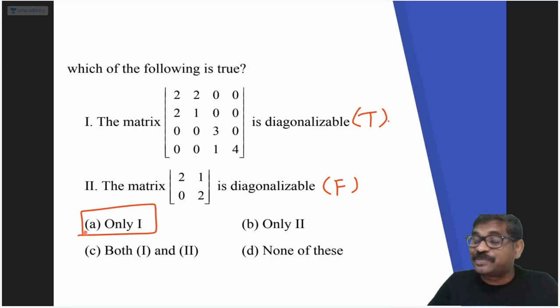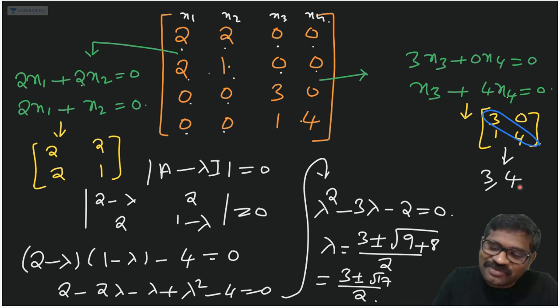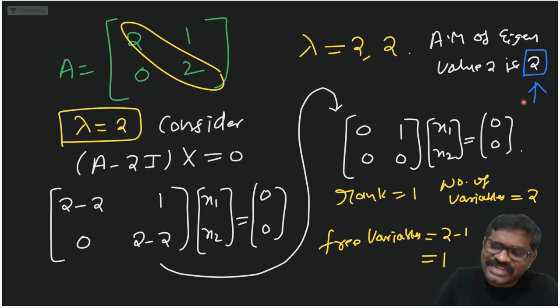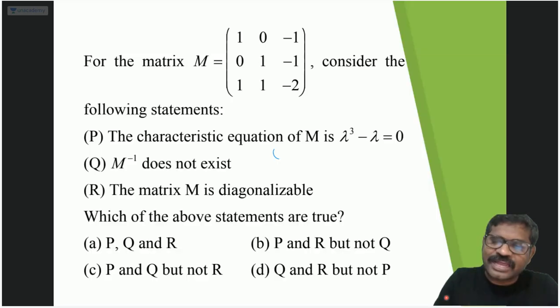Second statement is false. Sir, if AM and GM do not coincide, why is the matrix not diagonalizable? If you understand the process of diagonalization, you will get it. I am explaining that process also. Concentrate.